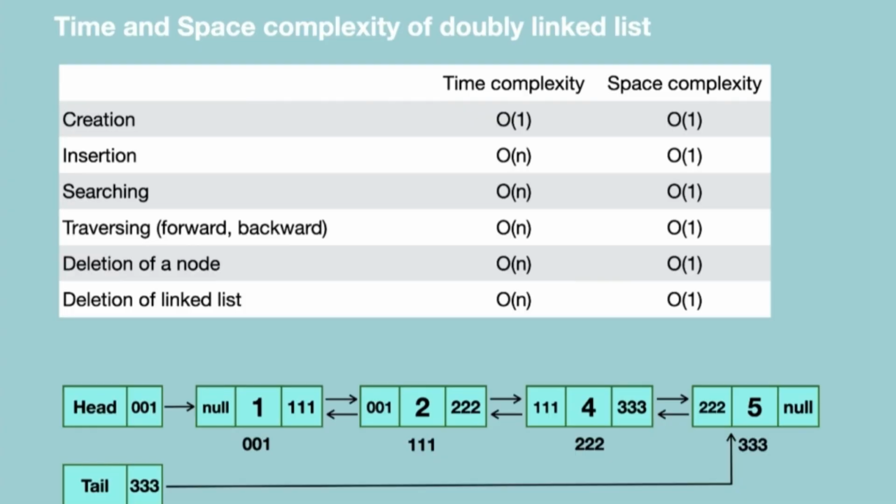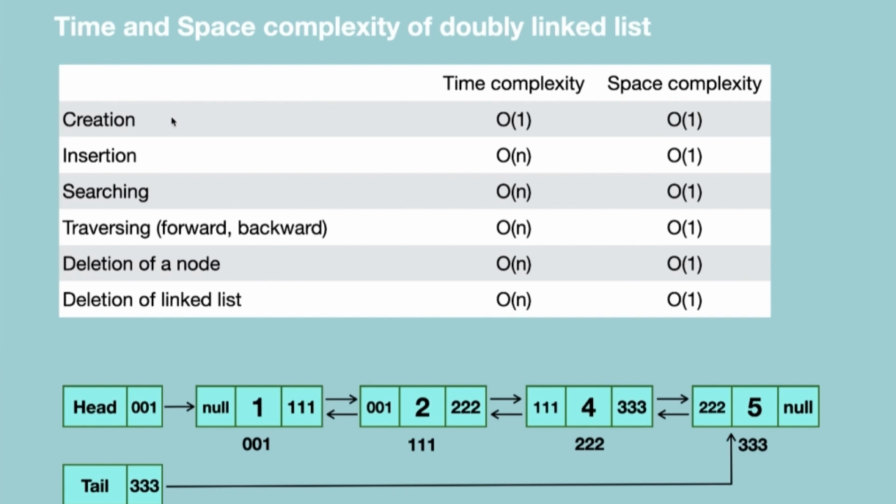Alright, till now we have seen different operations on double linked list, and we have learned their time and space complexities. Now in this video, let's put all of them together to see the entire picture of time and space complexity for double linked list. So let's get started. So the first operation over here is creation of double linked list.